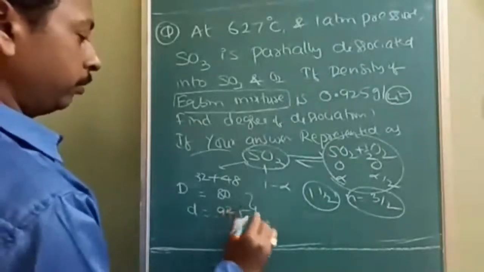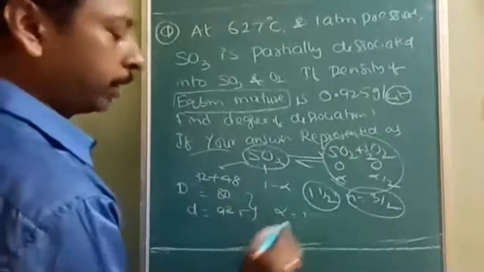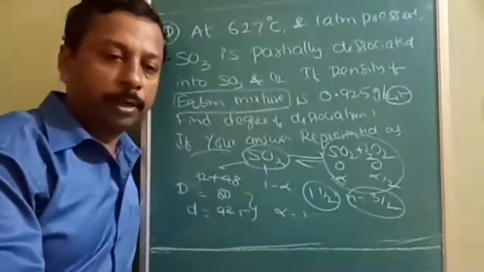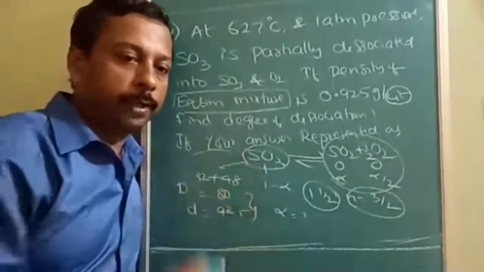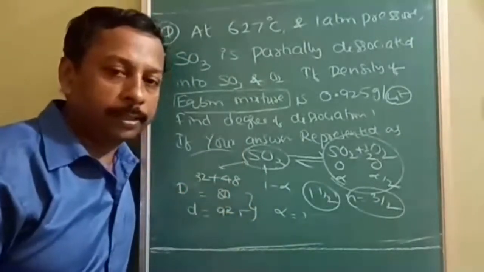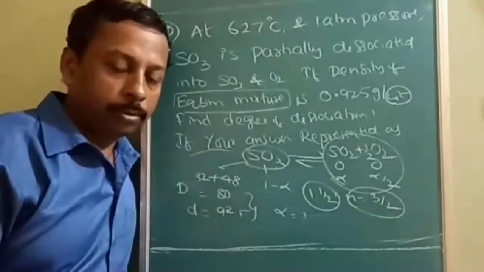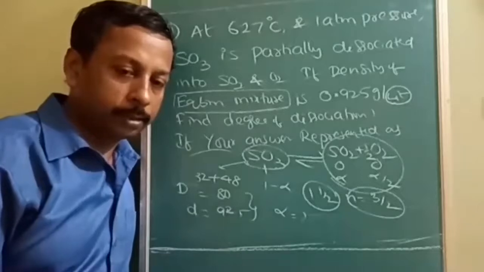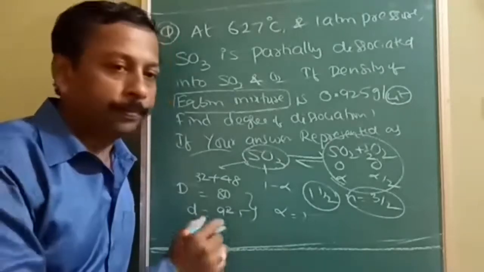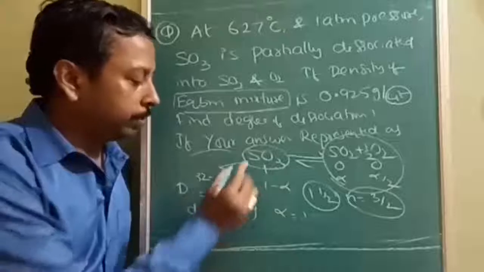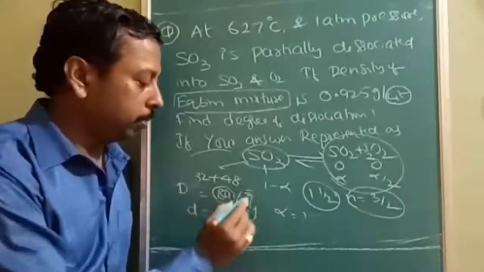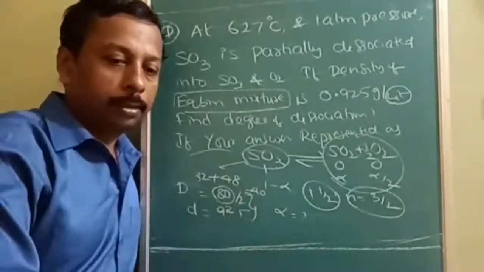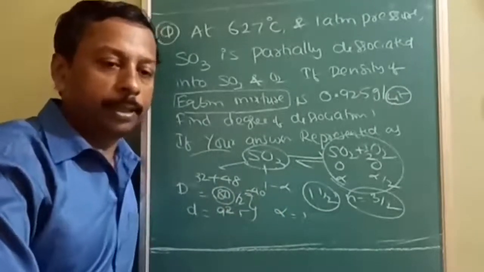Next, by using capital D and small d, you can find the alpha value. And the alpha value is to be modified according to the question format, 17 into x, so you have to find x. Oh, sorry. Here, the density, this is the molecular mass, so capital D will be by 2. It is going to be 40. Capital D is 40. Vapor density is molecular mass by 2.